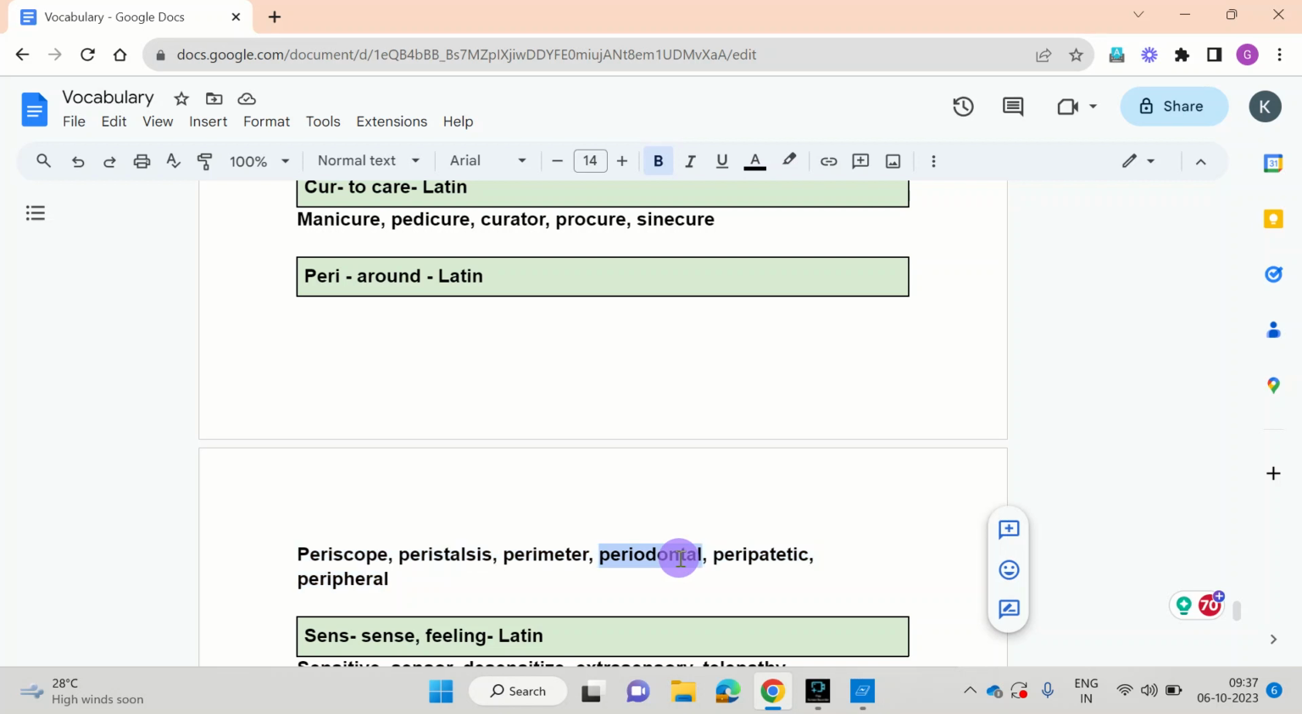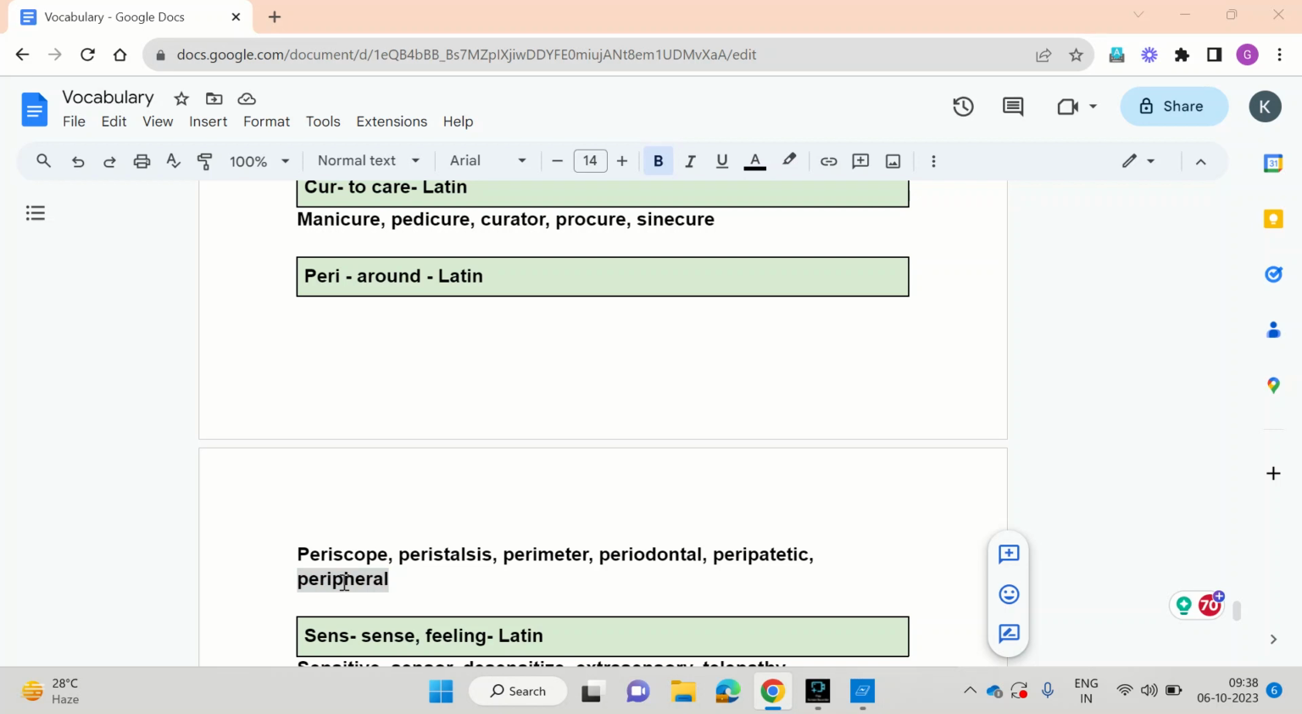Periodontal. Periodontal means around the teeth. What is around the teeth? Gums are around the teeth. Periodontal treatment means the treatment of the gums which are around the teeth. Periodontist is a dentist basically. Peripatetic. Peripatetic means going around walking. It has to do with walking, someone who is going around and walking.